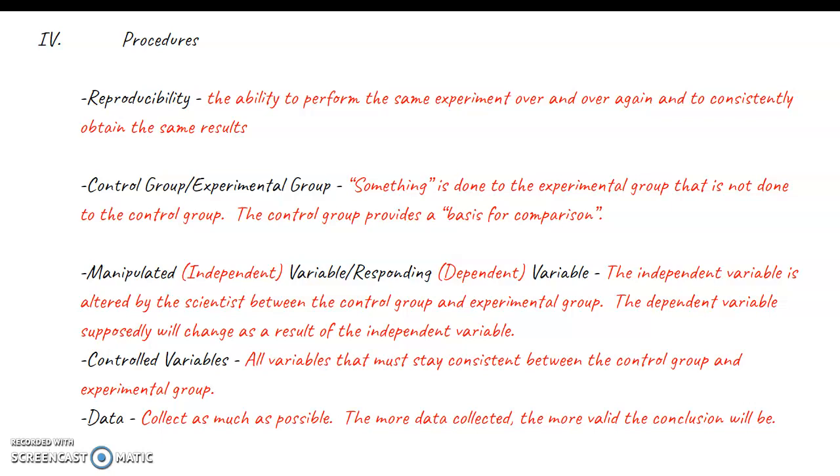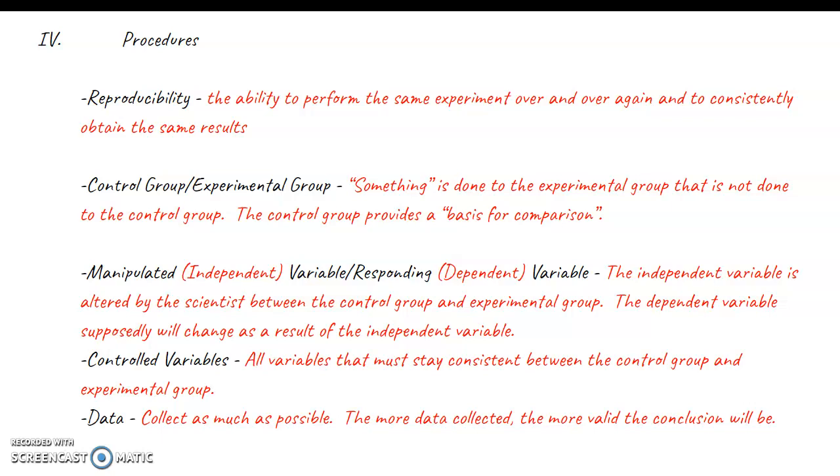That is the manipulated or independent variable. I, as the experimenter, manipulated that situation. I gave one group candy, I did not give the other group the candy. As a result, what is it that is supposed to change? Well, hopefully test scores. And so that is the dependent or the responding variable. It depends on the independent variable, or it responds to the manipulated variable.